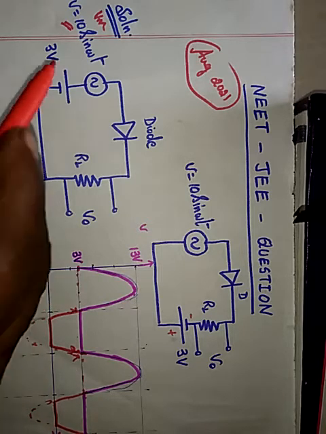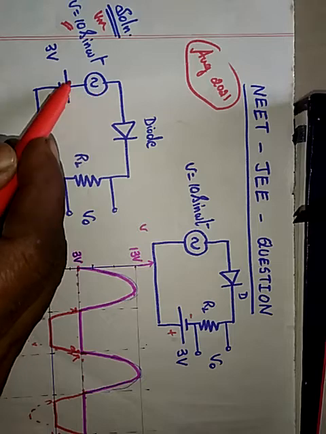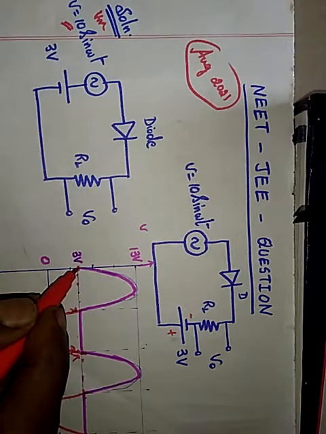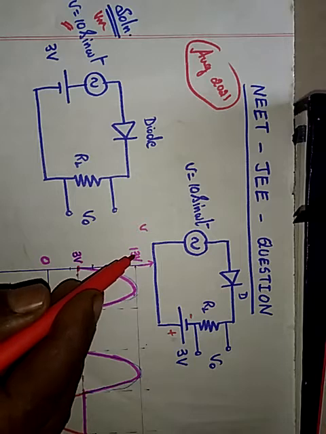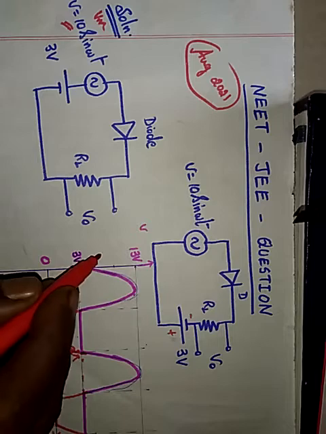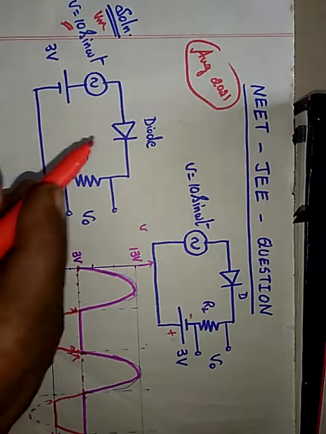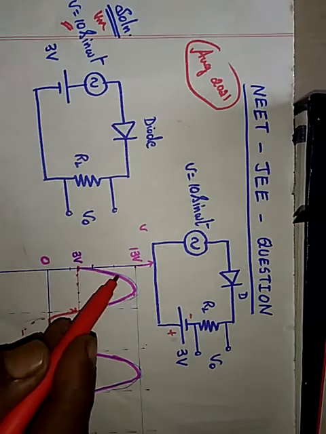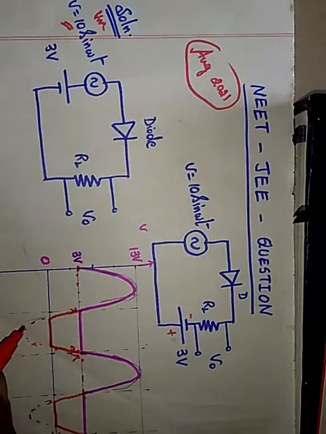On top of it, these two are connected in series. So the amplitude is 10 sin omega t. That is, this is 3, this is 13. So 13 minus 3 will give you an amplitude of 10 volts. So from here to here it is 10 volts. So if the diode is not there, we will be having a waveform like this, okay?